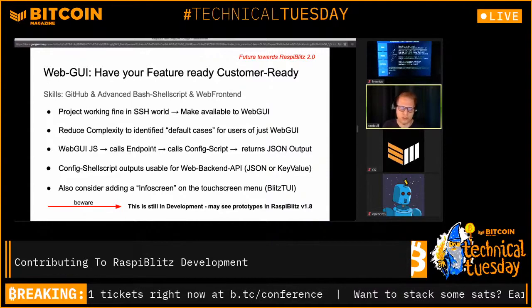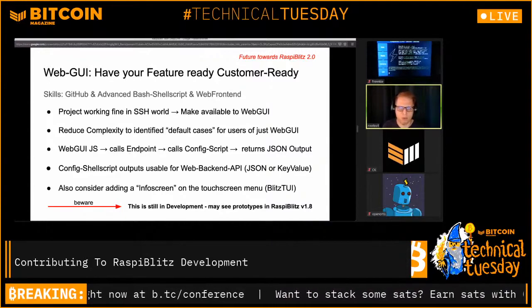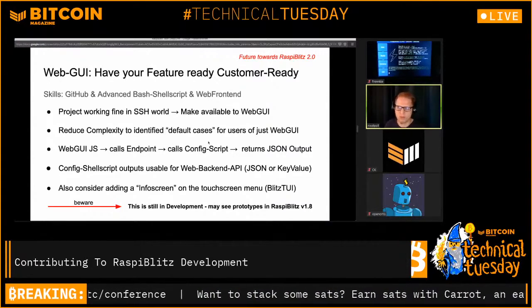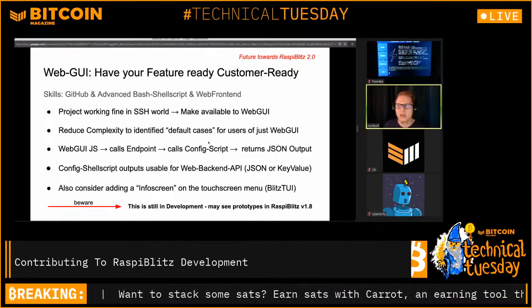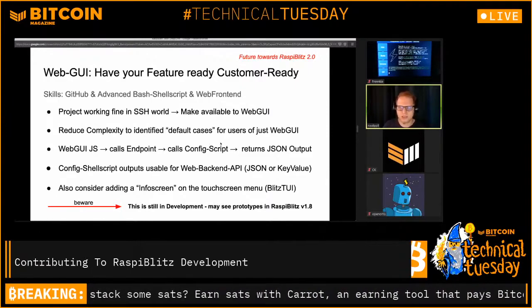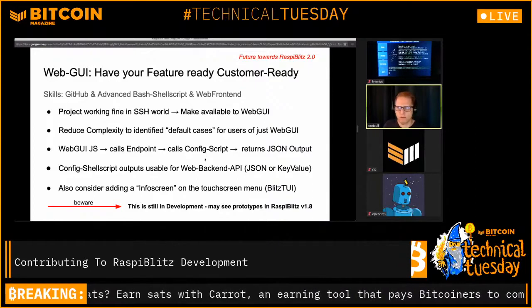So we can maybe just think about making it very easy, with a small wrapper that just calls your RaspiBlitz config shell script with some parameters, and then just gives back what this config script spits out.